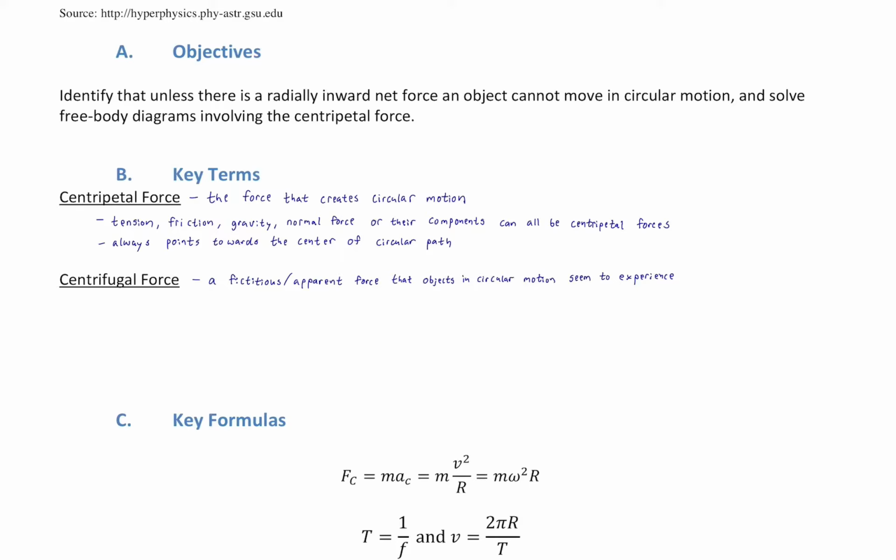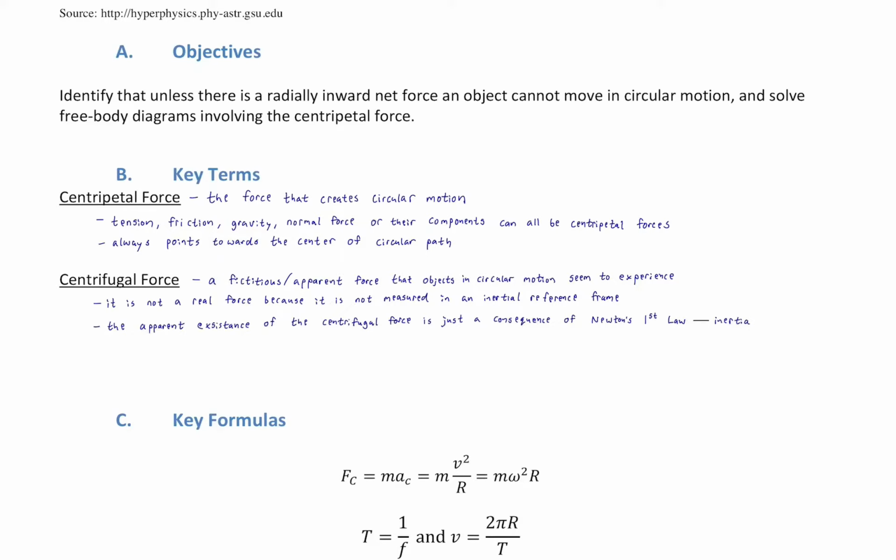Now the centrifugal force. We haven't talked about this, and there's a reason, because it's not a real force. Just plain and simple. It is a fictitious or apparent force that objects in circular motion seem to experience. It is not a real force because it is not measured in an inertial reference frame. An inertial reference frame is a place you make measurements that isn't accelerating. You're either moving at constant velocity or you're at rest. That's an inertial reference frame.